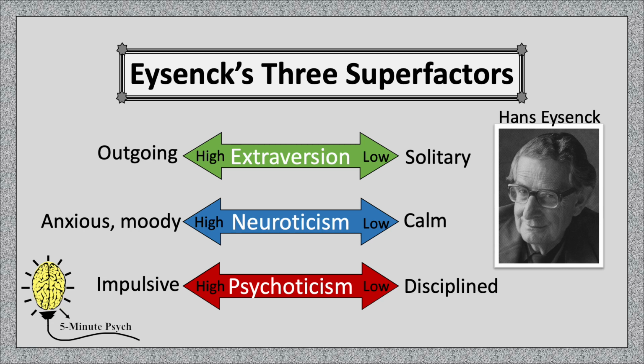Eysenck was also way ahead of his time by proposing a biological explanation of personality, arguing that the traits that we display are the result of how our nervous system is hardwired.